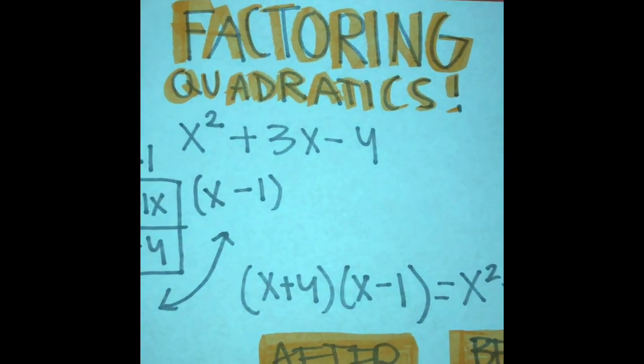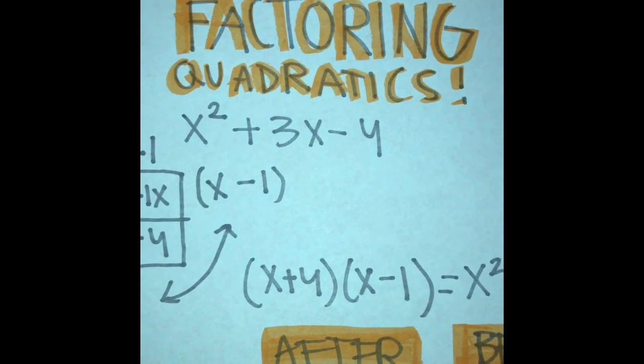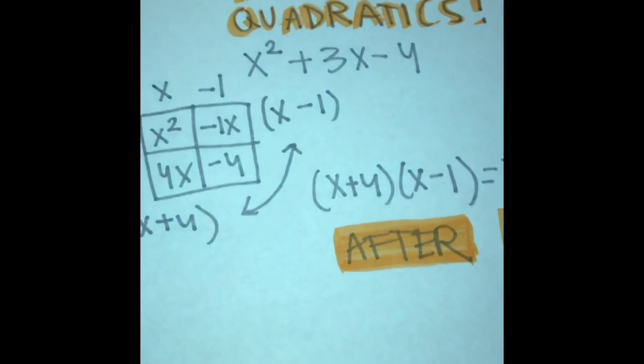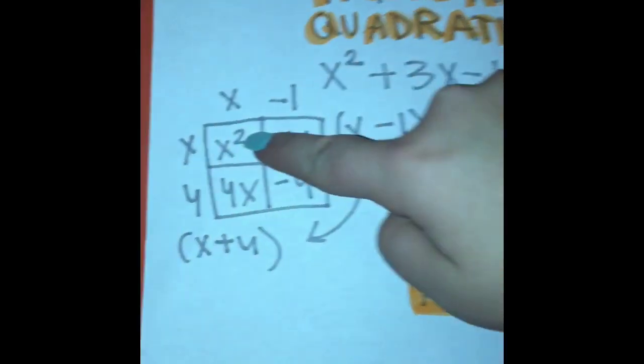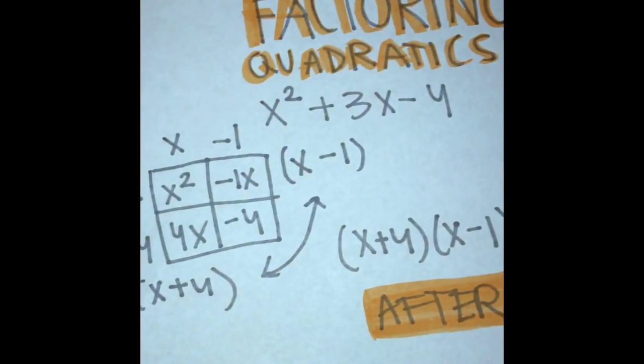Step 1 in factoring quadratics. Get your equation, which is x squared plus 3x minus 4. Second step in factoring quadratics. You need to put the x squared in this box and the negative 4 in the diagonal box.